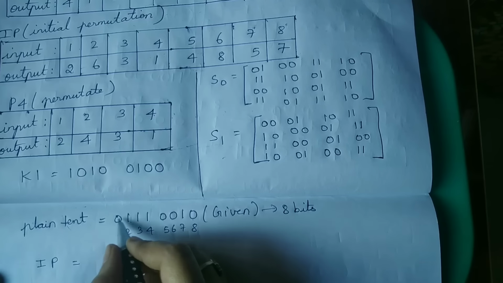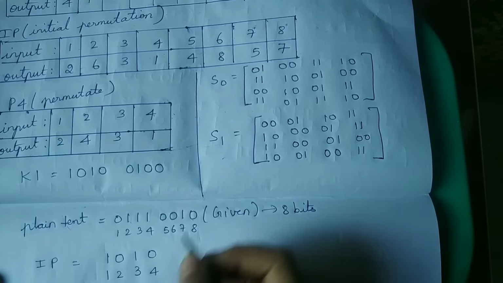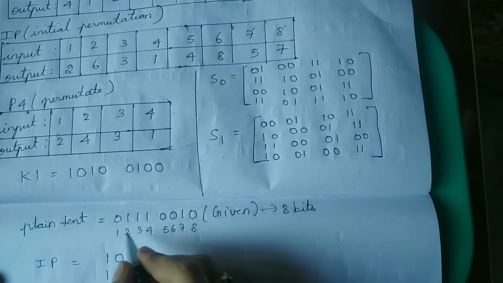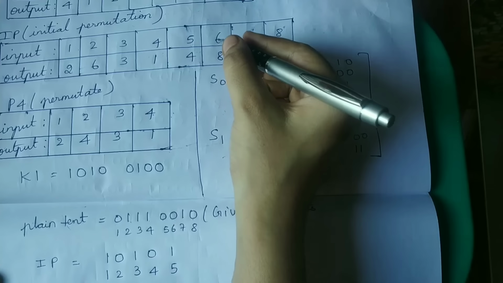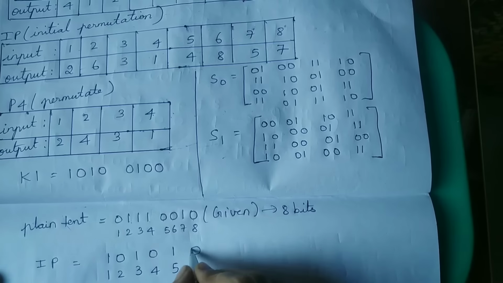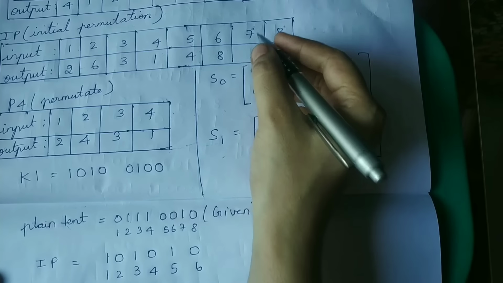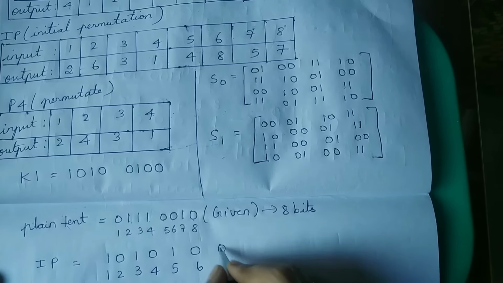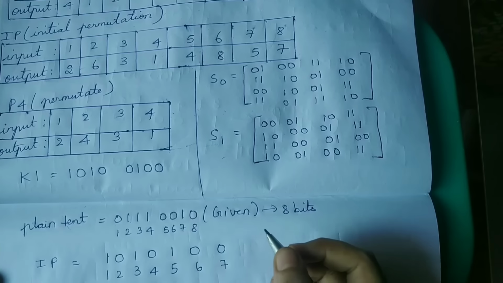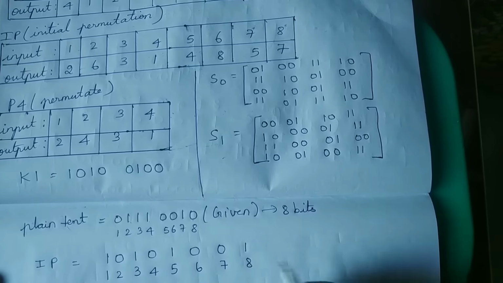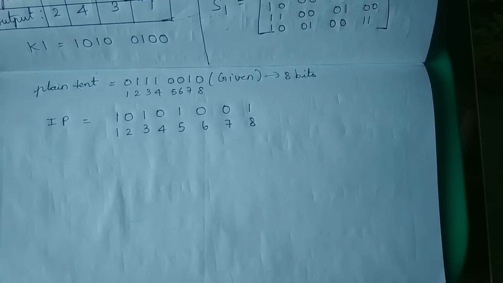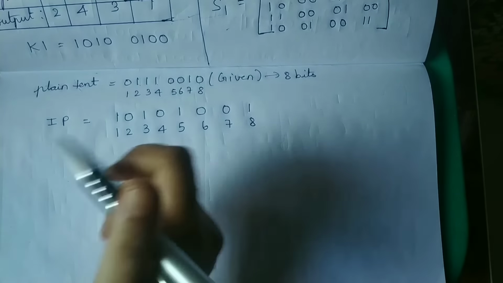The first bit is 0, so 0 to 4. Next it is 4 to 5. The fourth bit is 1, so 1 to 5. Next it is 8 to 6. 8th bit is 0, so 0 to 6. Next it is 5 to 7. The fifth bit is 0, so 0 to 7. Next it is 7 to 8. The seventh bit is 1, so 1 to 8. Now we must divide this IP into 2 parts.